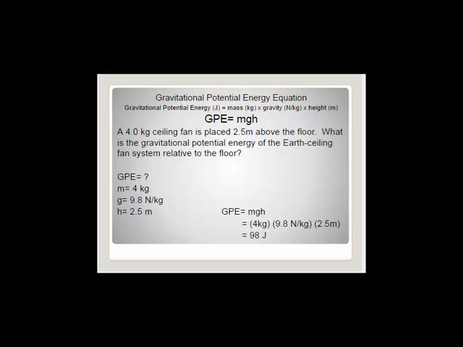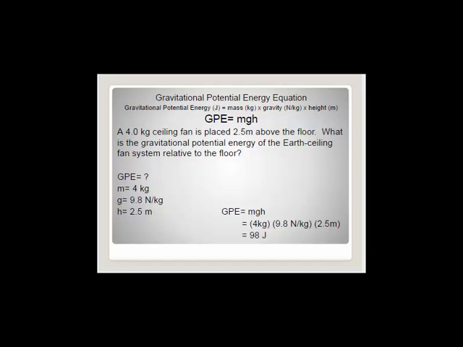Let's try it out. A 4 kilogram ceiling fan is placed 2.5 meters above the floor. What is the gravitational potential energy of the Earth-ceiling fan system relative to the floor? Start by listing your unknowns and givens. GPE is unknown. M is 4 kilograms. G is 9.8 meters per second squared, or newtons per kilogram. And H is 2.5 meters.